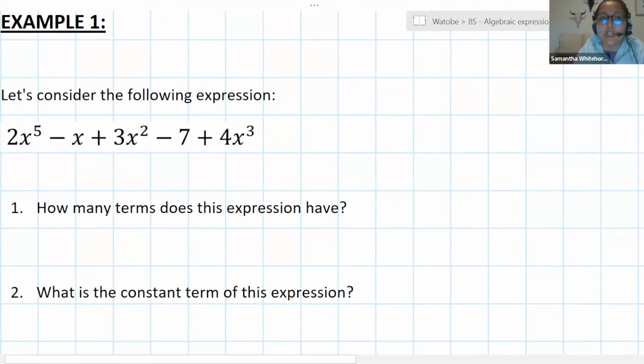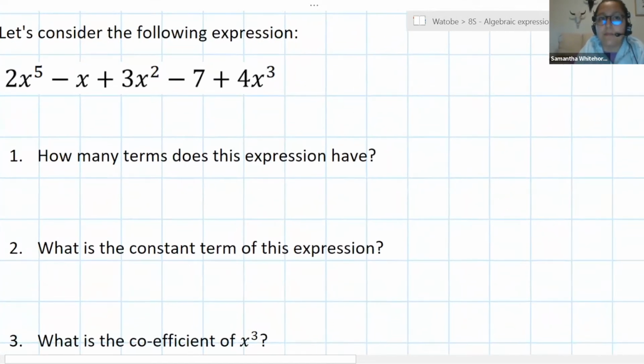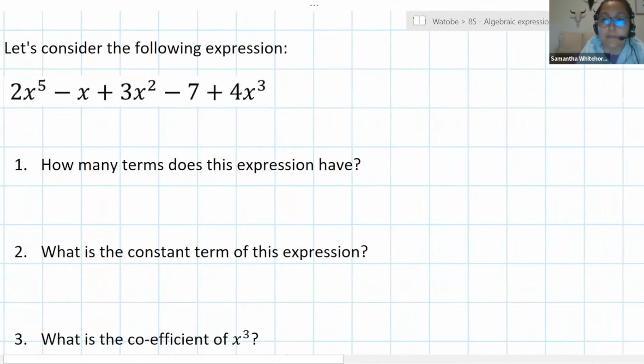So we've got an expression here of 2x to the power 5 minus x plus 3x squared minus 7 plus 4x cubed. So the first thing I want you to be able to answer for me is how many terms does this expression have? So remember, we said that terms are separated by plus and minus signs. So in the chat, let's see how many terms are we working with here. Right, awesome. So 5 terms.